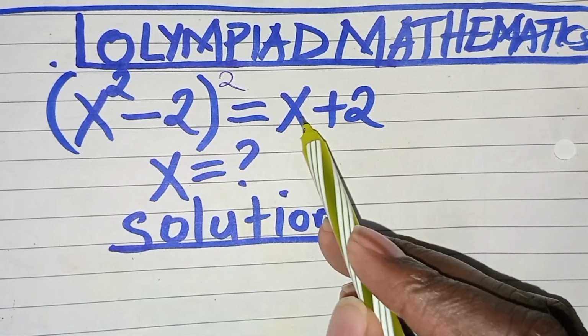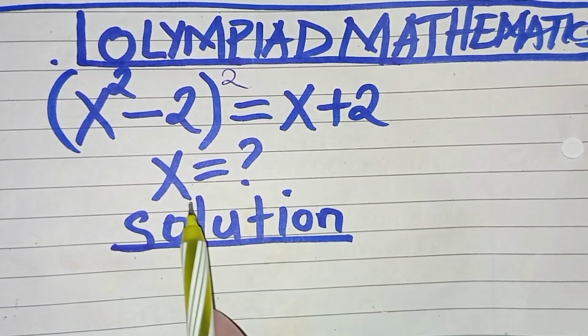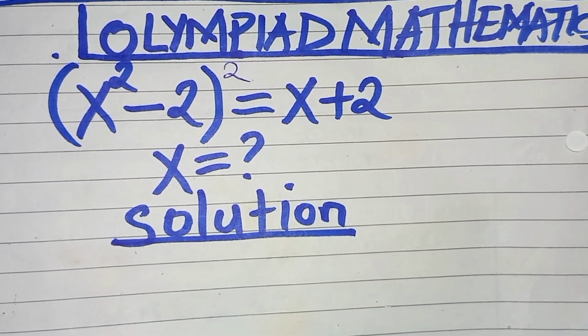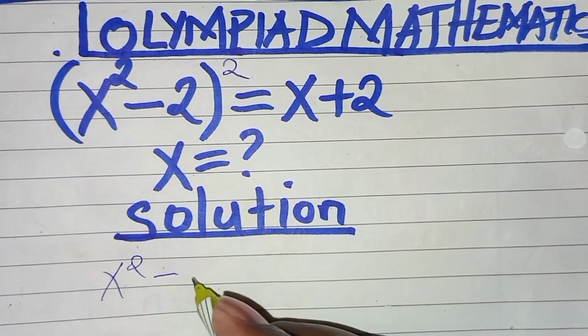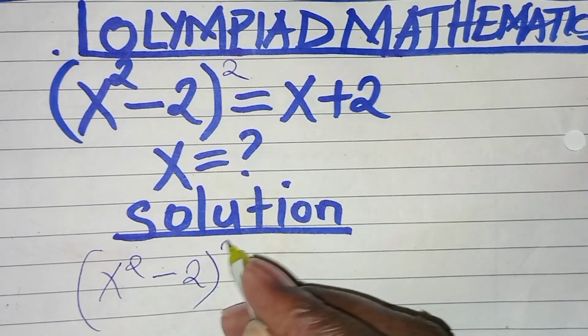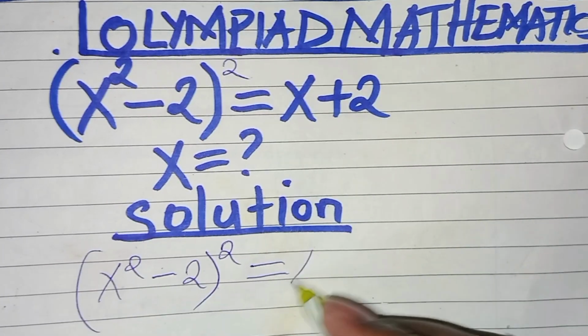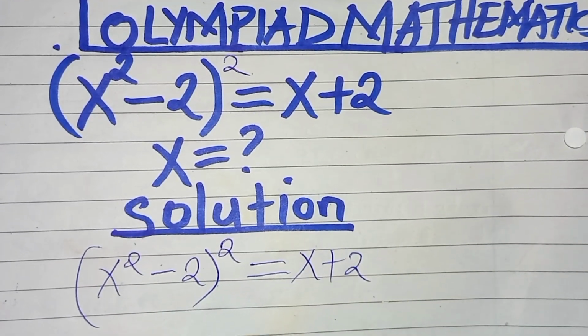Welcome to this solution given this nice algebra problem: (x squared minus 2) squared is equal to x plus 2. So what is the value of x? Now we have (x squared minus 2) squared equal to x plus 2.